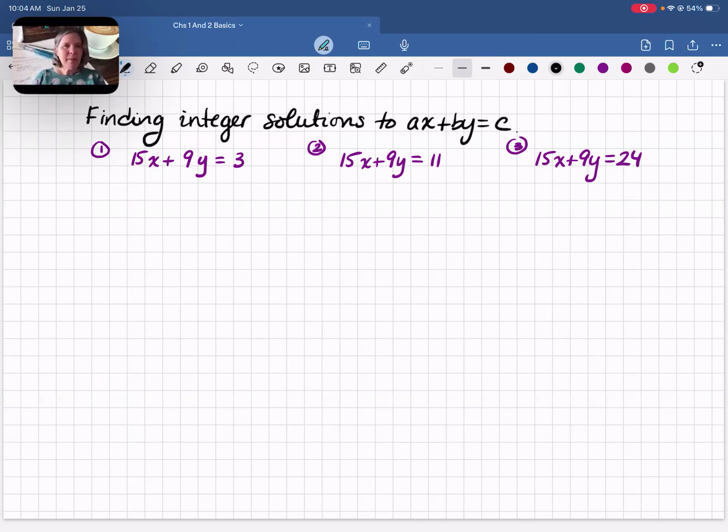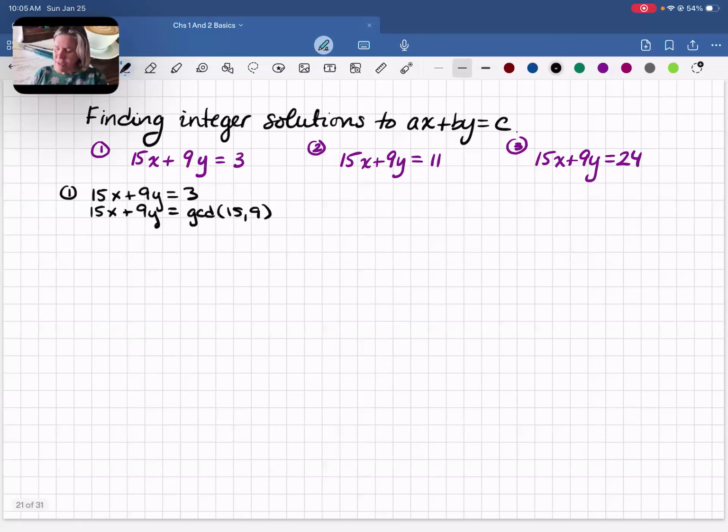So all three of these examples, I'm solving an equation of the form 15x plus 9y equals a constant. So let's do the first one first. Number one, 15x plus 9y equals 3. Well, we can see that that actually has the form 15x plus 9y is equal to the GCD of 15 and 9, because the GCD of 15 and 9 is 3. And we know that the extended Euclidean algorithm allows us to solve that. So let's go ahead and use it.